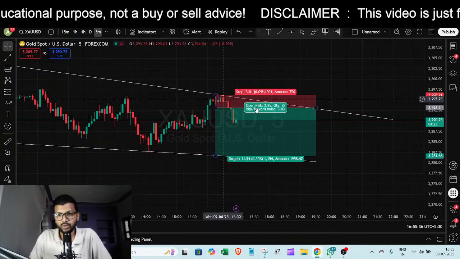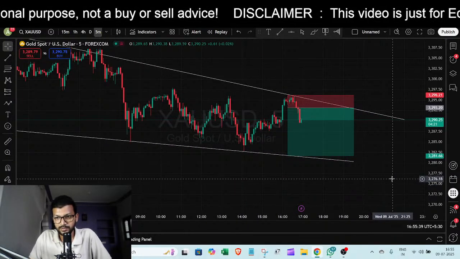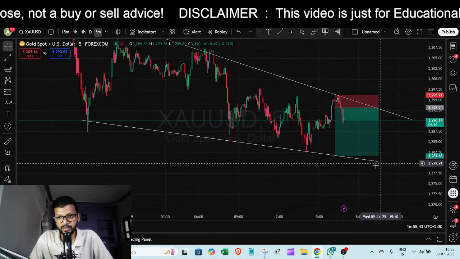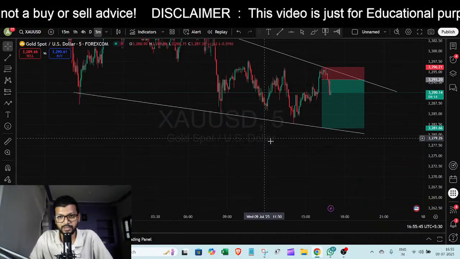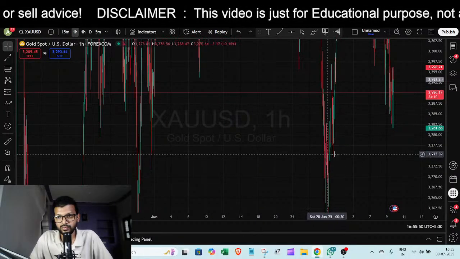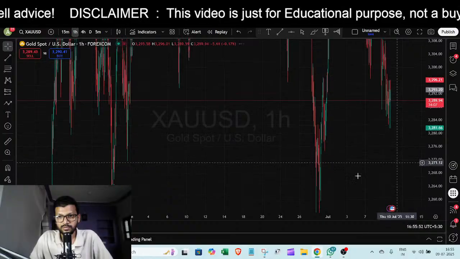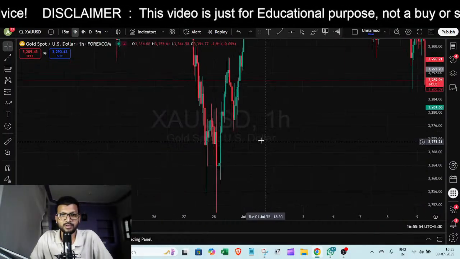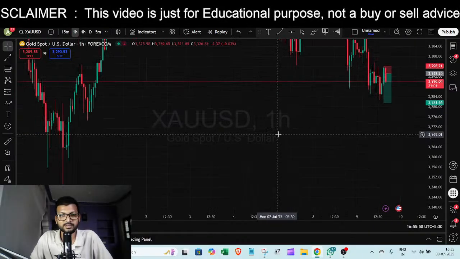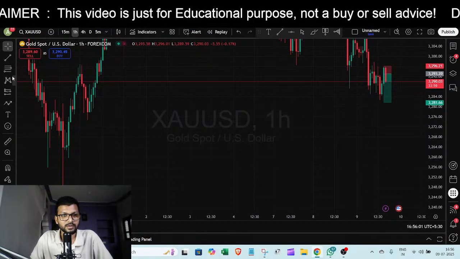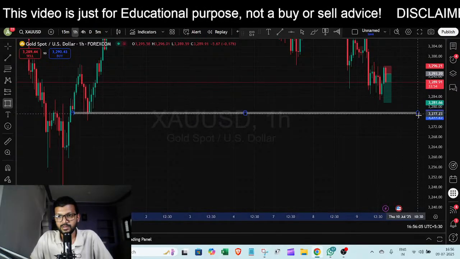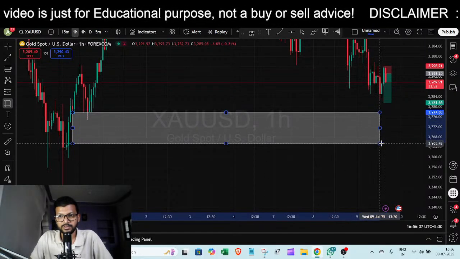We can expect gold to fall till 3281, as we have trend line support over here, and if this trend line breaks, we can expect a target of 3277, from where we have a support zone. So if the trend line breaks, we can expect a target till 3277.